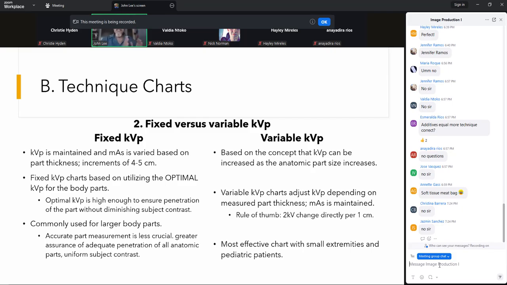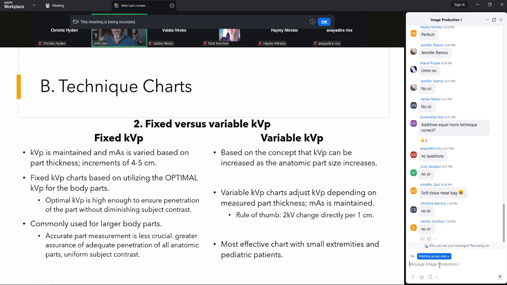If we're using a fixed kVp chart, that means the mass is going to be variable. It's going to change. If we're using a variable kVp chart, that indicates that the mass is going to remain constant. Now, with a fixed kV chart, we're going to maintain a specific kV for all of the different body sizes. And the mass will be adjusted for every 4 to 5 centimeter changes in part thickness.